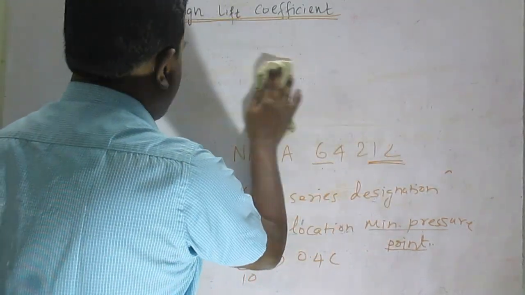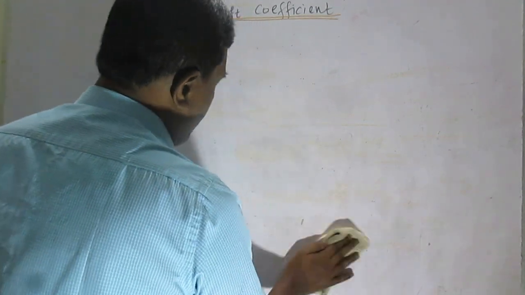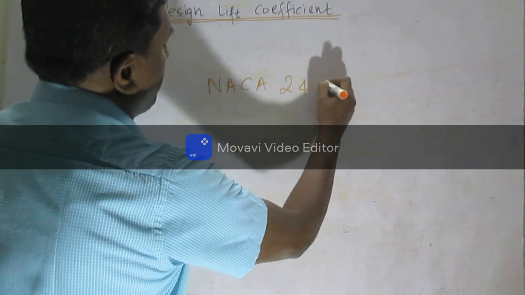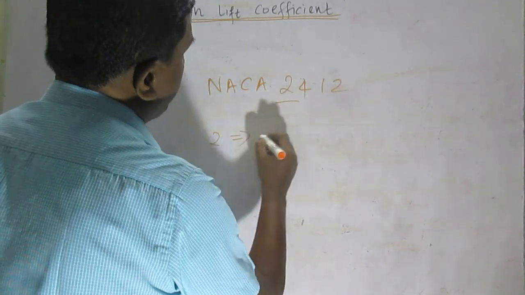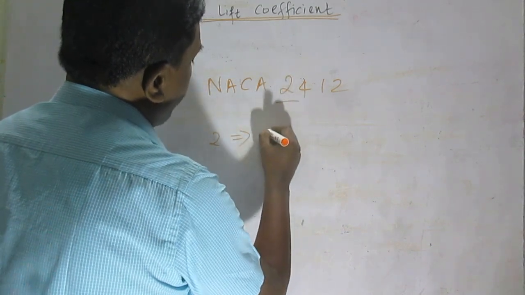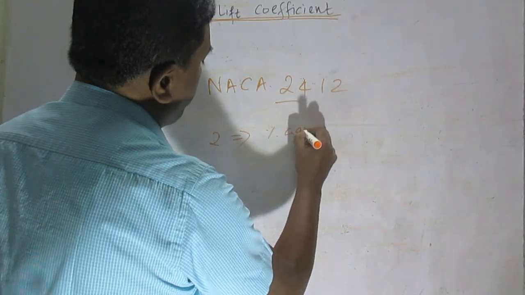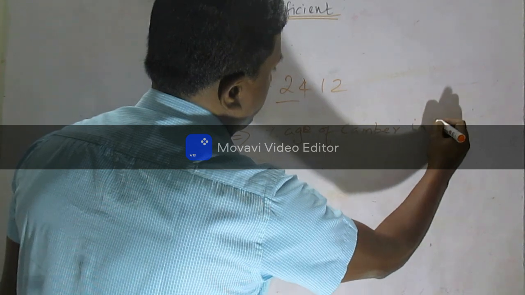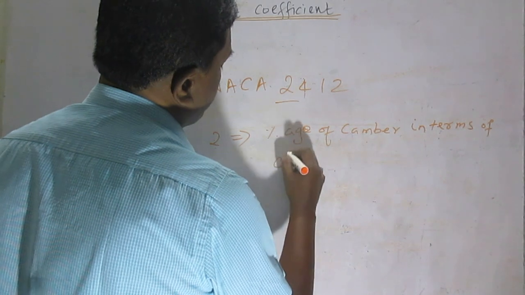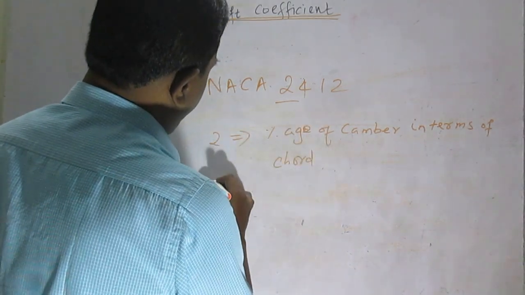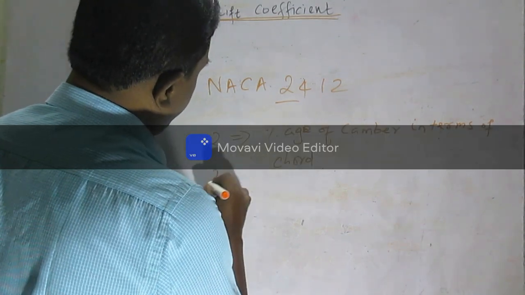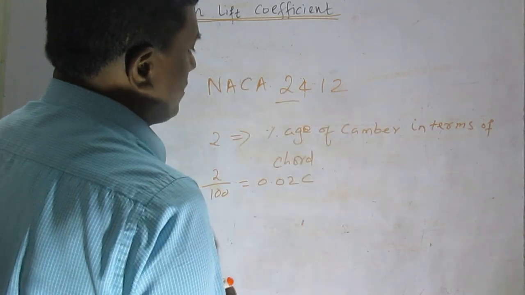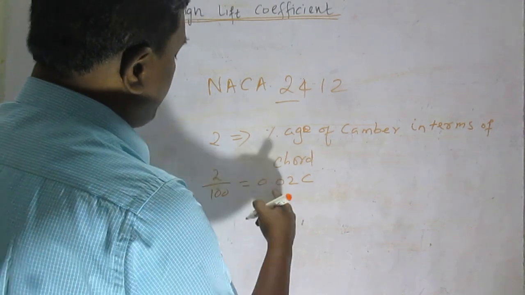And we also know the 4-digit aerofoil, which is very simple. Take the NACA 4-digit aerofoil, for example 2412. The first digit, 2, represents the percentage of camber in terms of chord length. Converting into percentage, 2 by 100, it is 0.02 C. So 0.02 C is the amount of camber.